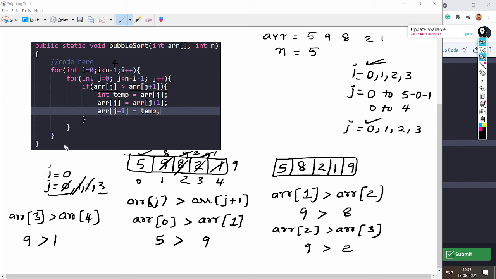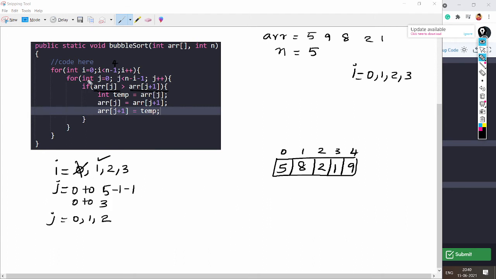So let's go with the second iteration. Give me 1 minute, I will erase this. As i is 0, so 0 is completed. So now I am taking i as 1.